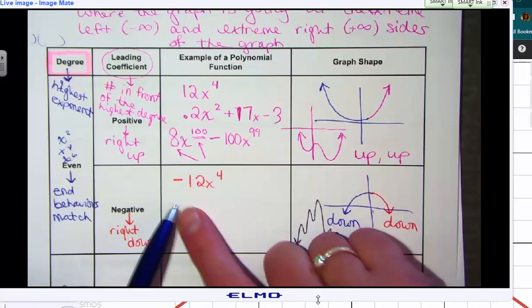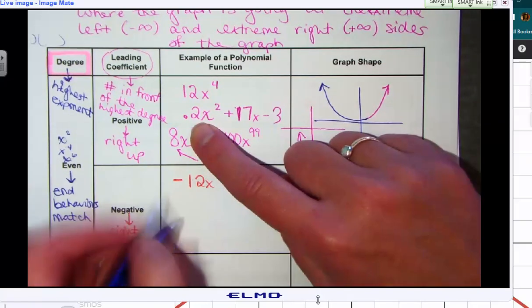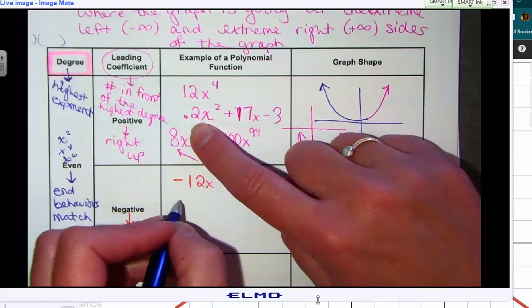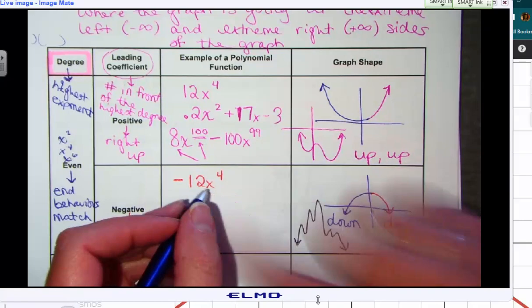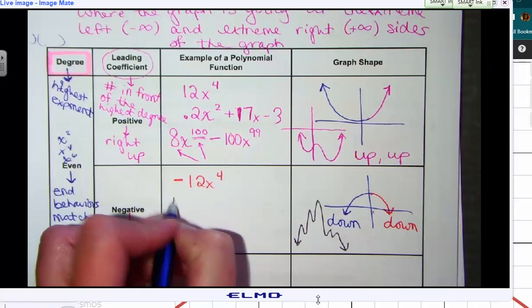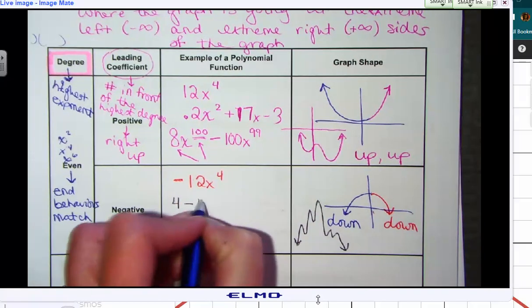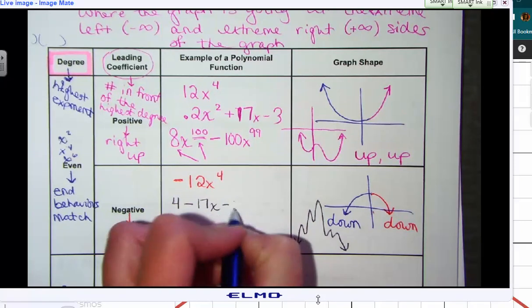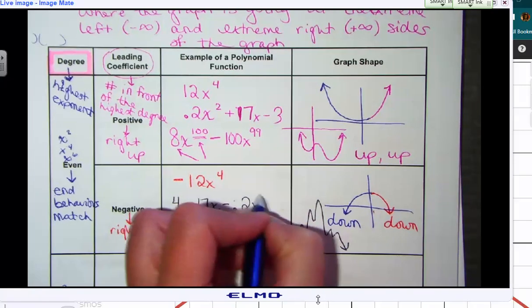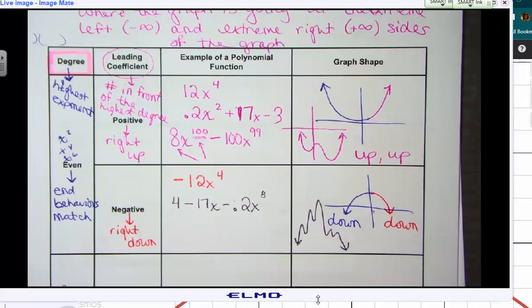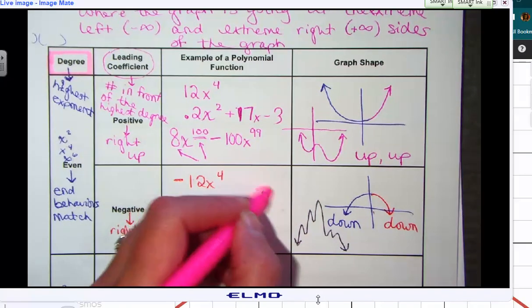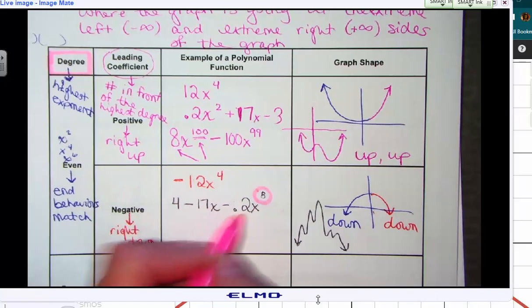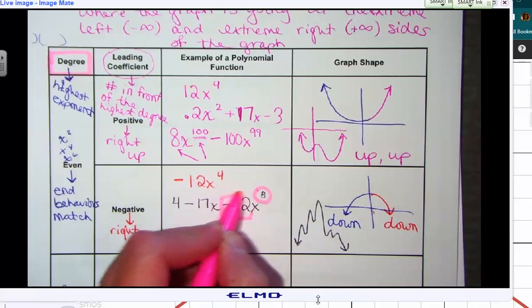So I'm going to write another example here. And remember, it can still be a decimal. But this time I'm going to put it where it's not the very first term. Okay, so if we have something like 4 minus 17x minus 0.2x to the 8th power. We're going to go looking for that highest degree, and we're going to look for that leading coefficient.